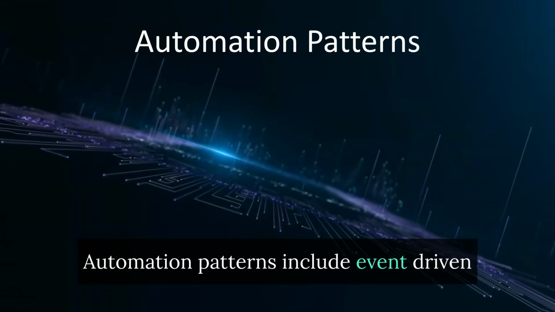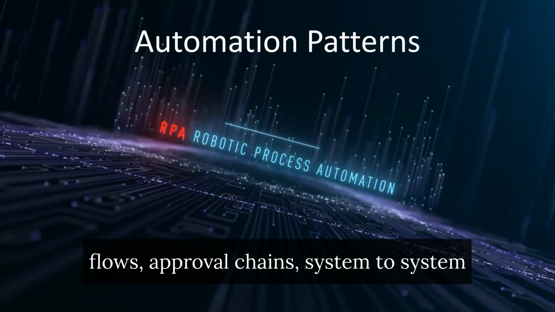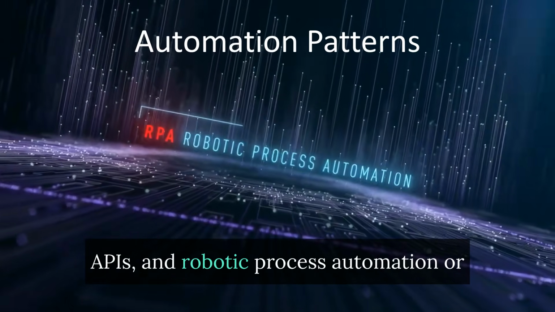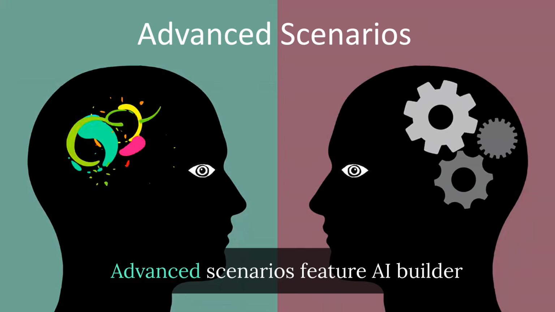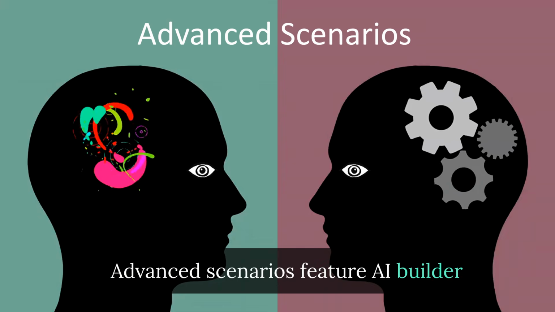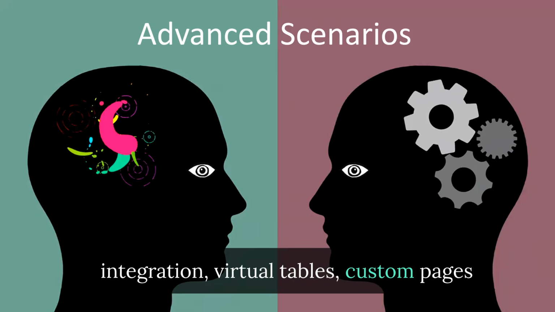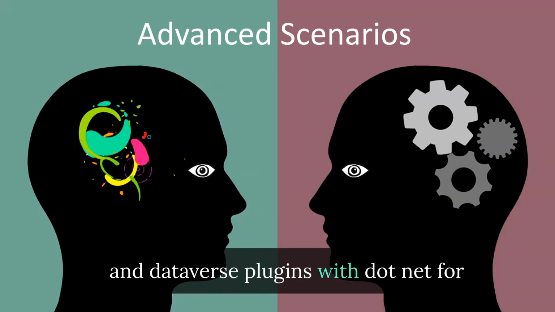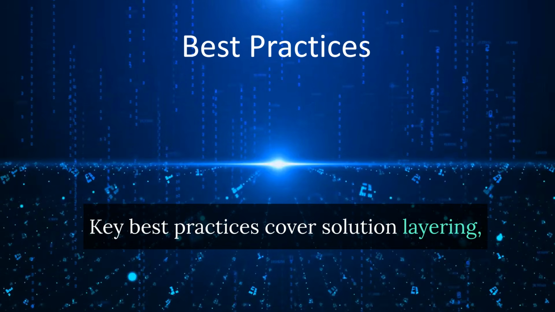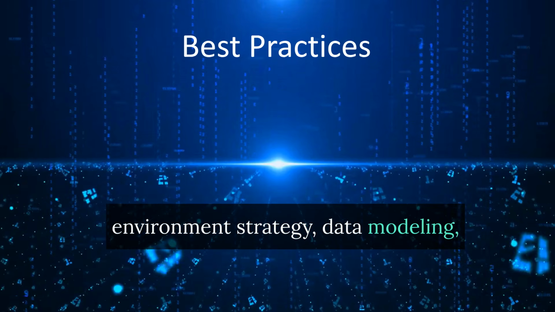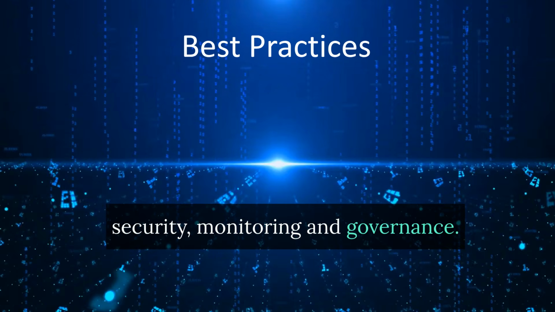Automation patterns include event-driven flows, approval chains, system-to-system APIs, and robotic process automation, or RPA, for legacy systems. Advanced scenarios feature AI builder integration, virtual tables, custom pages, and Dataverse plugins with .NET for complex logic. Key best practices cover solution layering, environment strategy, data modeling, security, monitoring, and governance.